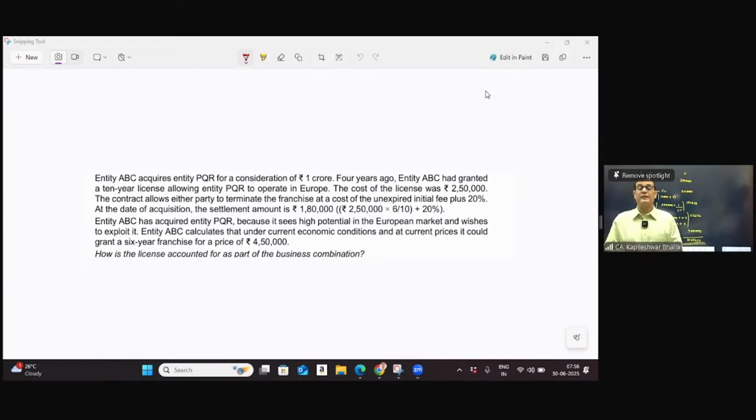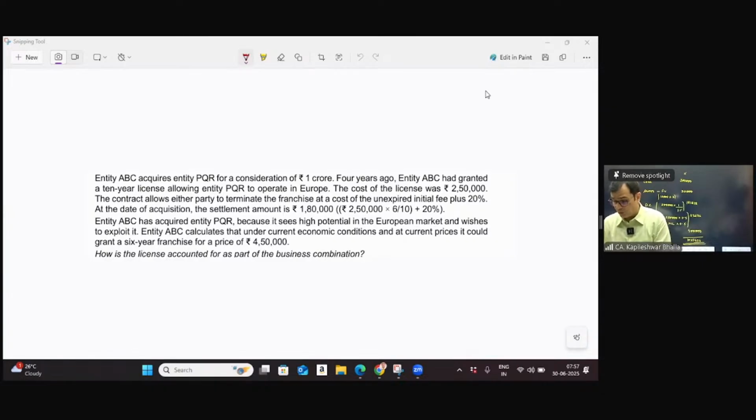For example, if there is a court case against each other, then I will identify the fair value of that particular amount and that will be adjusted in the consideration. But if it is a contractual relationship, then we need to do some more calculations. Quick question to you: when it says ABC granted a 10-year license, does this indicate the relationship was contractual or non-contractual? It is contractual. Absolutely correct. This is undoubtedly a contractual relationship in this case.